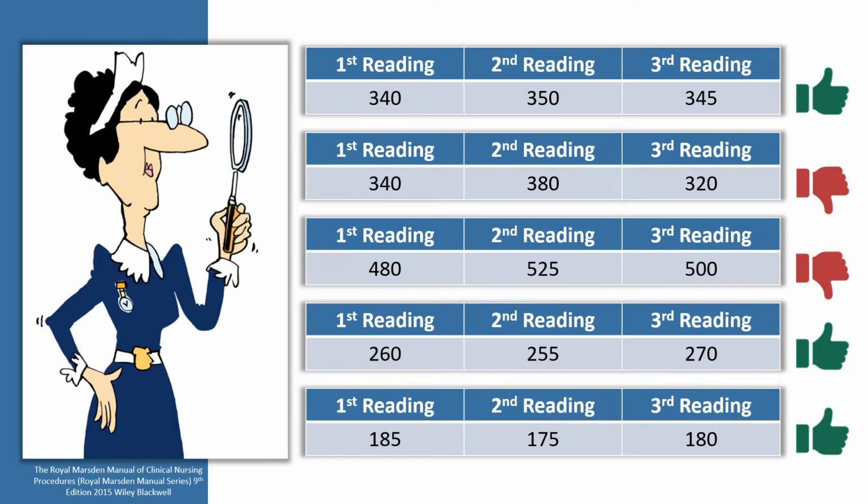What you would then do is, on the ones where you've got 3 accurate readings, you go and choose the highest one, and that's the one that you would record in the records. So for that one, it would be this, and then for that.